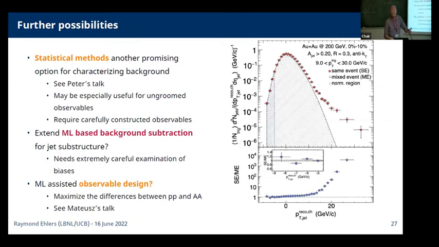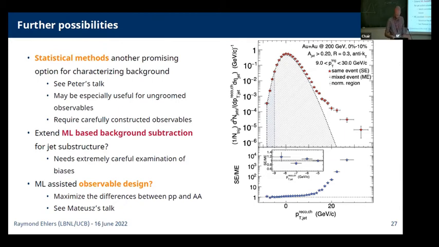This has of course been used in STAR, for example, with this plot on the right showing the yields. I will leave this to Peter to discuss in detail, but it requires some careful thought about how to actually construct our observables so that this works effectively. But this might be something that we want to consider employing in substructure to continue to push the phase space that we can measure in.